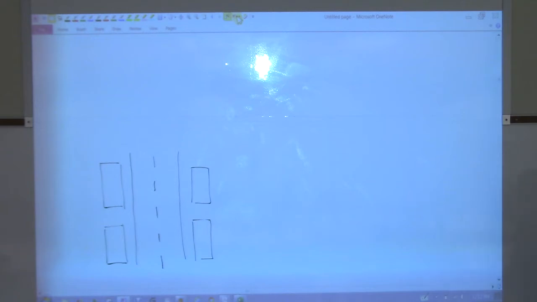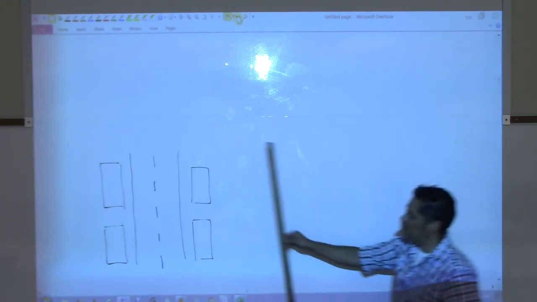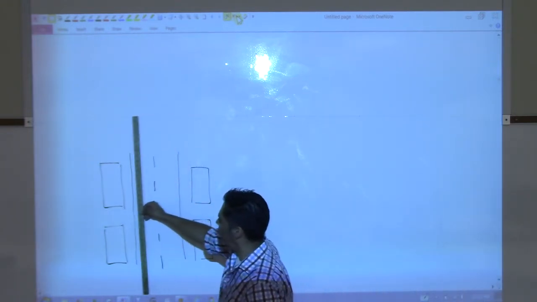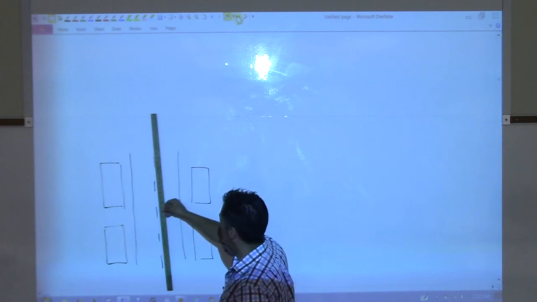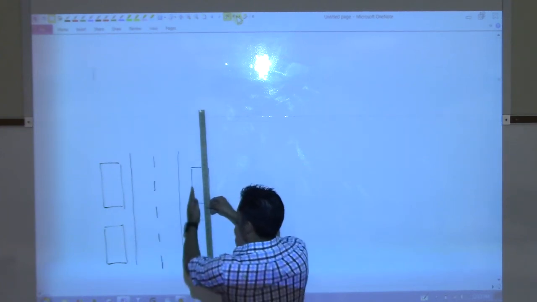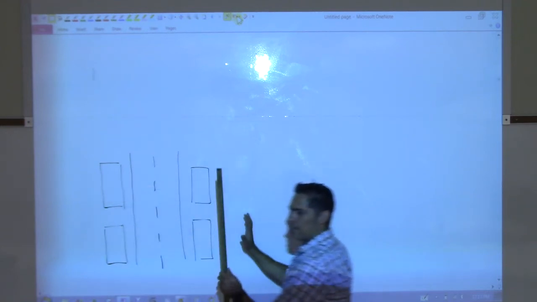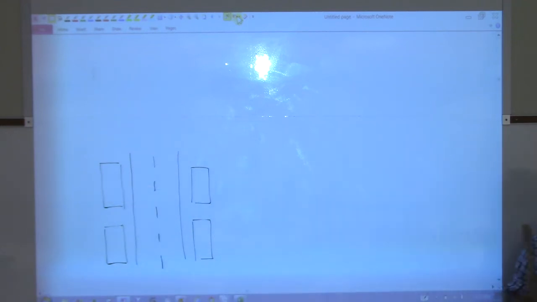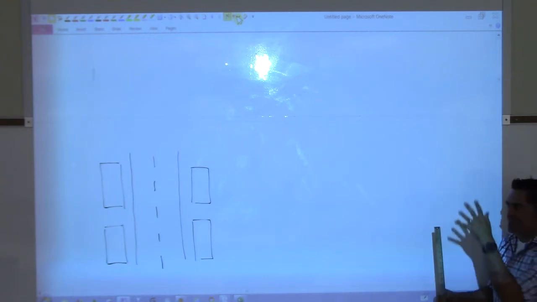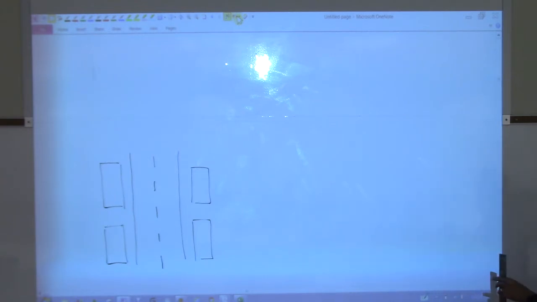Notice that everything in this picture follows the rules of geometry that we were just talking about. Parallel lines. These two lines are parallel, right? That line's parallel to that. These lines are parallel, right? I'm using the rules to draw something, and it's not terrible, but it's not great, right?